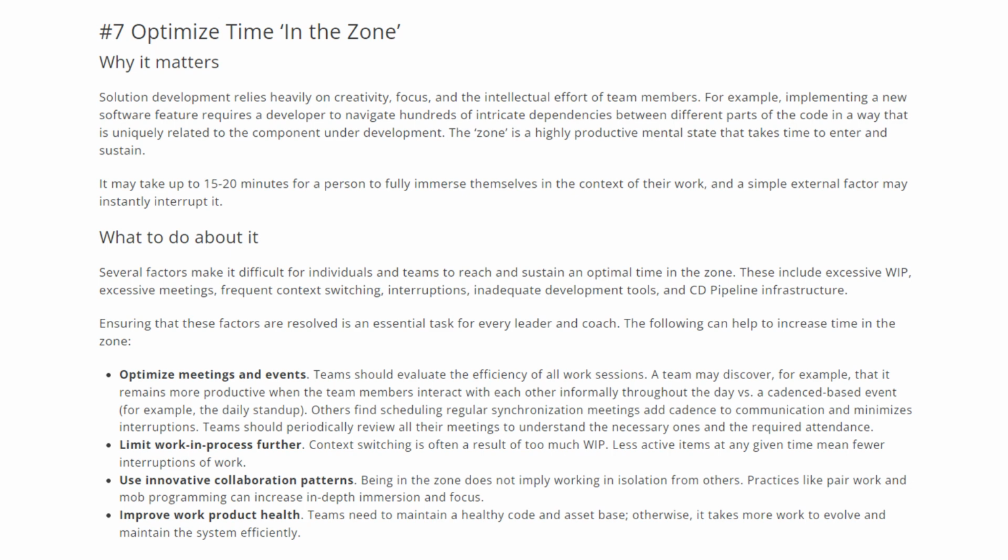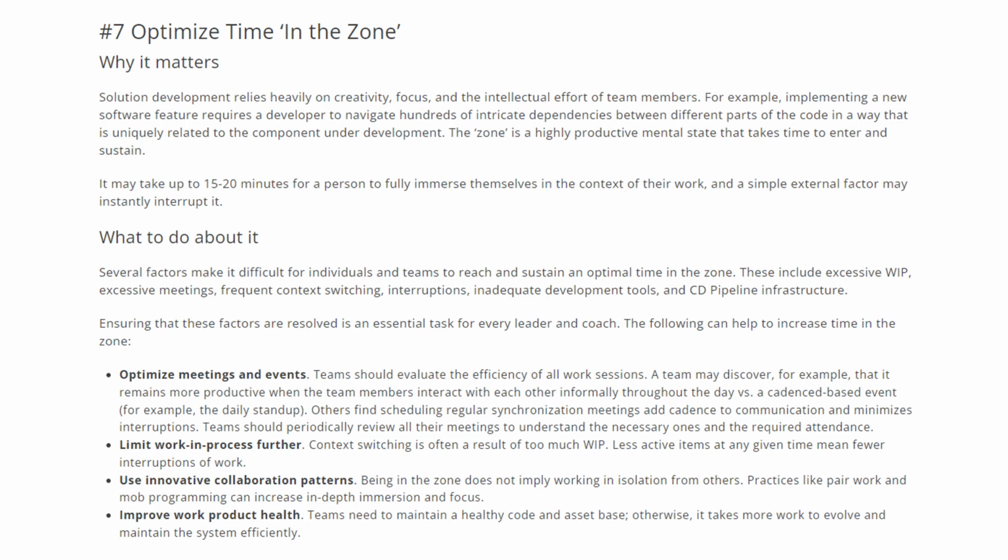Optimize meetings and events. Teams should evaluate the efficiency of all work sessions. A team may discover, for example, that it remains more productive when the team members interact with each other informally throughout the day versus a cadence based event, for example, the daily stand up. Others find scheduling regular synchronizing meetings adds cadence to the communication and minimizes the interruptions. The team should periodically review all their meetings to understand the necessary ones and the required attendance.